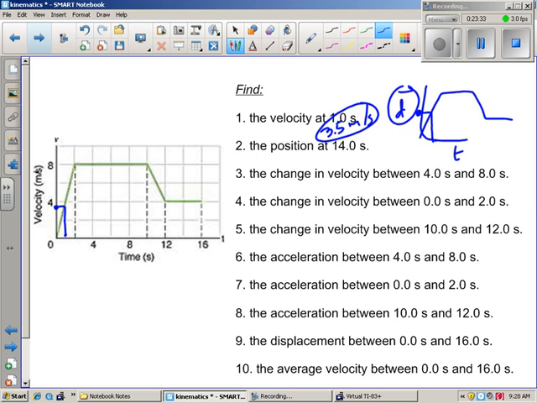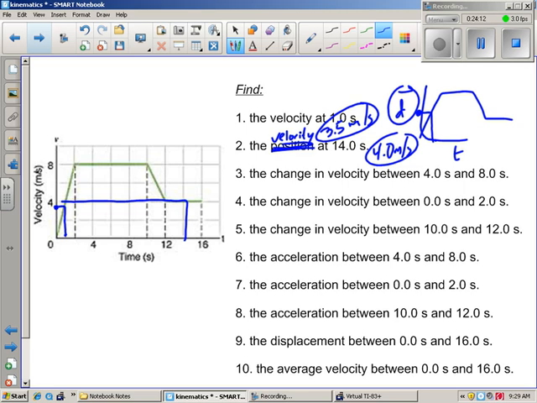Does that make sense? Does it make sense why we're not finding the slope? Because we don't need to, right? We don't need to. The value for velocity is already on the y-axis. We just have to find out which one we want. The position at 14 seconds, that should say the velocity at 14 seconds. What's the velocity at 14 seconds? How are we going to do that? Up and over. So this is 14 seconds, up and over. The velocity is 4.0 meters per second.